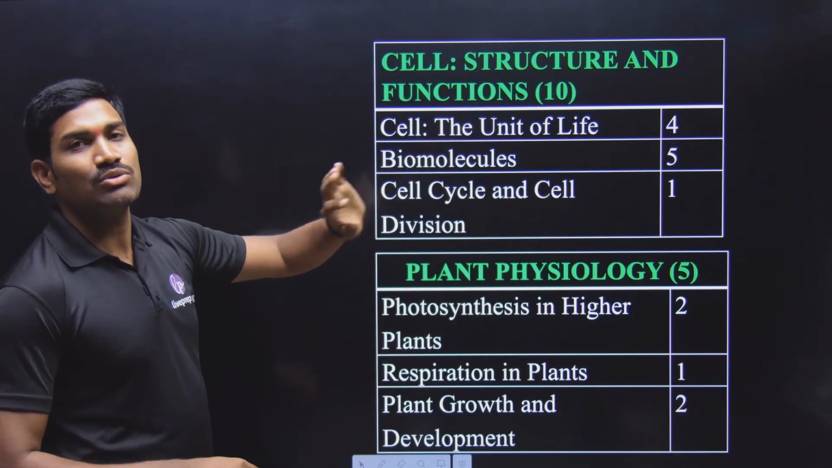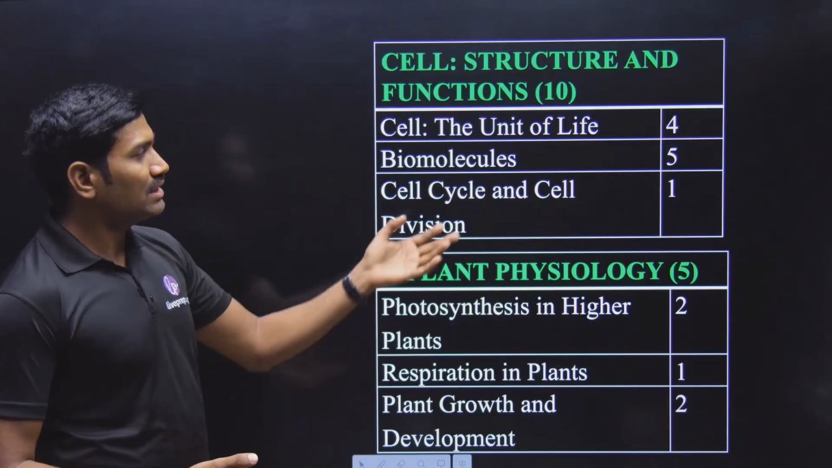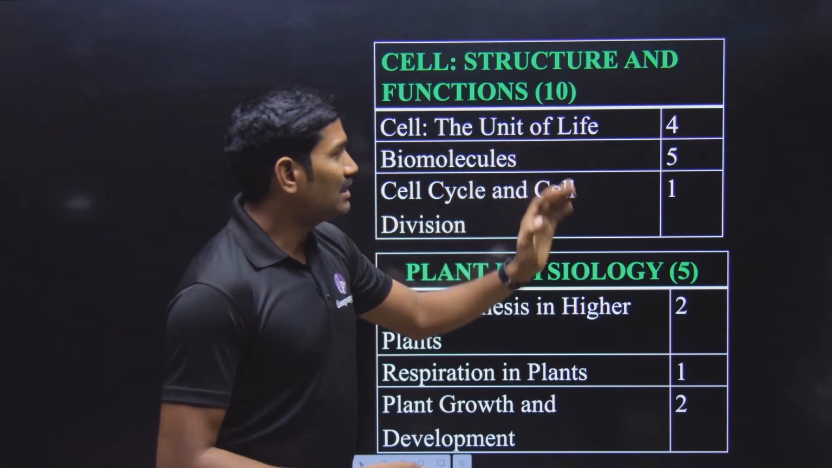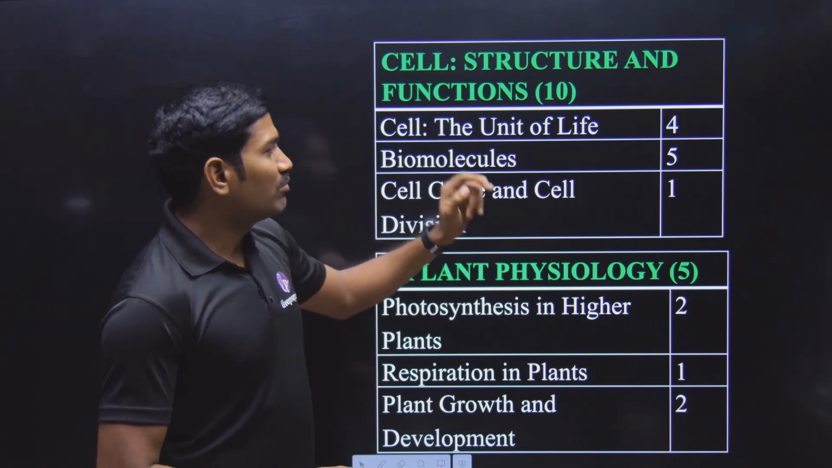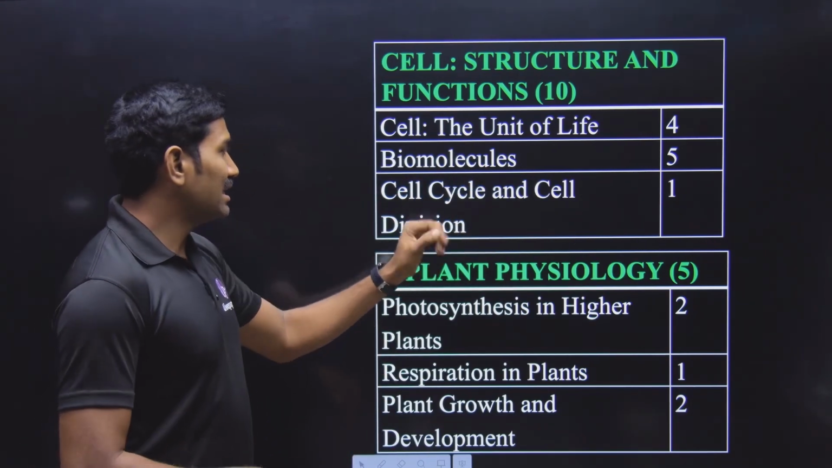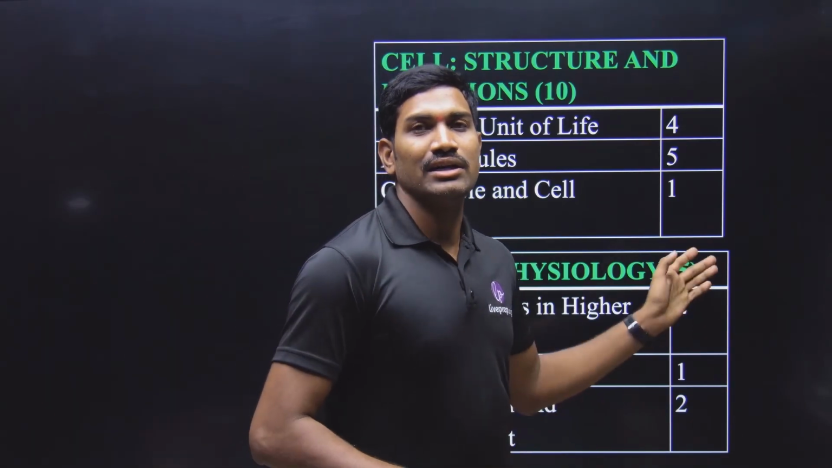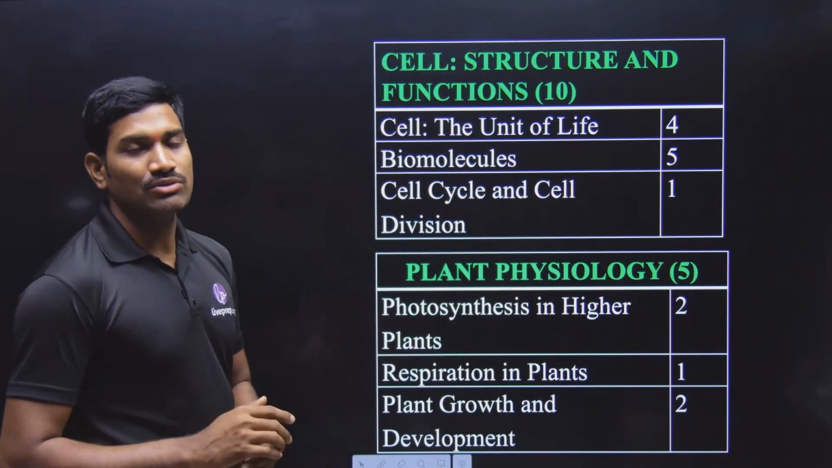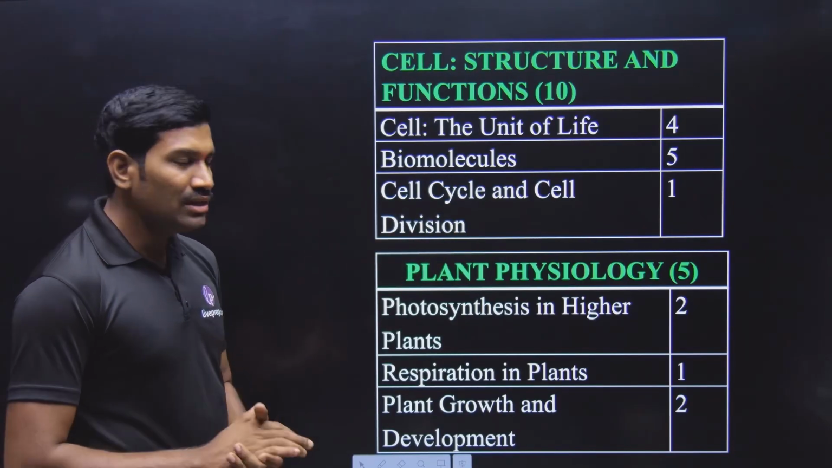Here they have asked a total of 10 questions. The actual regular weightage is more than this, but they have asked 10 questions here. Cell, the unit of life, 4 questions. It is as per the regular weightage. Biomolecules, 5 questions. This is also as per regular weightage. But cell cycle and cell division, they have asked only 1 question. So here the weightage got reduced. Generally they used to ask 3 to 4 questions, but here they have asked only 1 question.